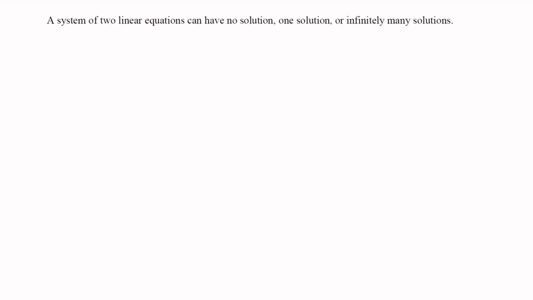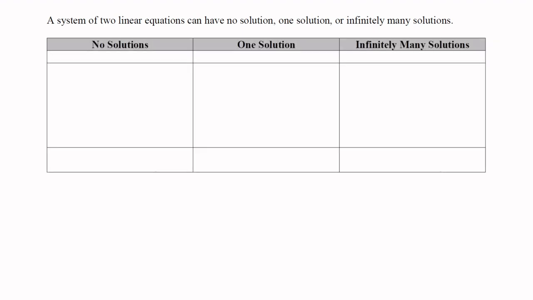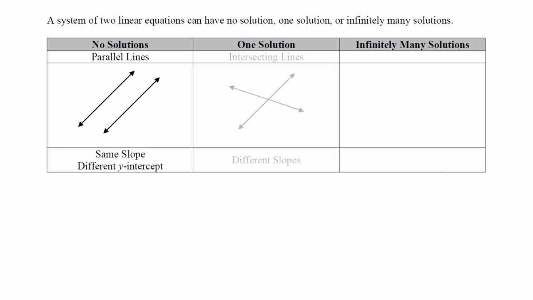A system of two linear equations can have no solution, one solution, or infinitely many solutions. Again, no solutions are a result of parallel lines, same slope, different y-intercept. One solution is intersecting lines, which means you have different slopes. And infinitely many solutions occurs when you have the same line, which means you'd have the same slope and the same y-intercept, so both equations are essentially going to be the same.